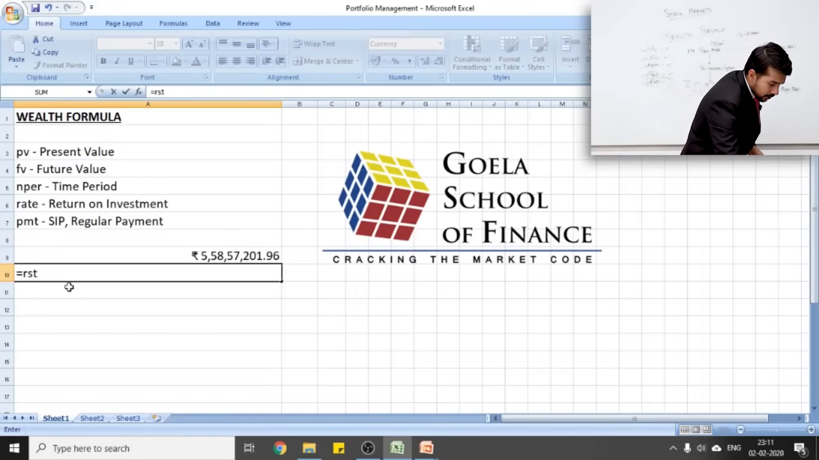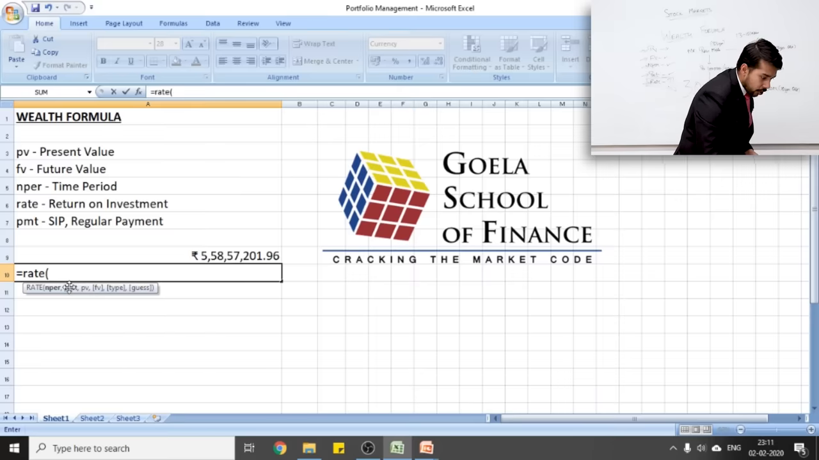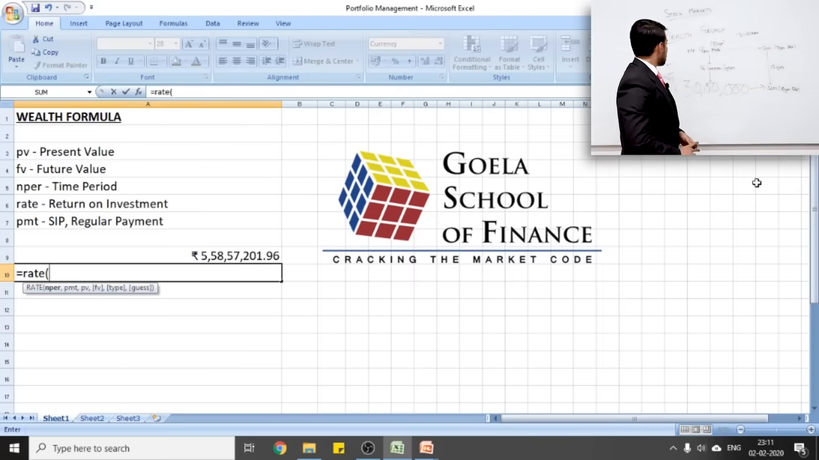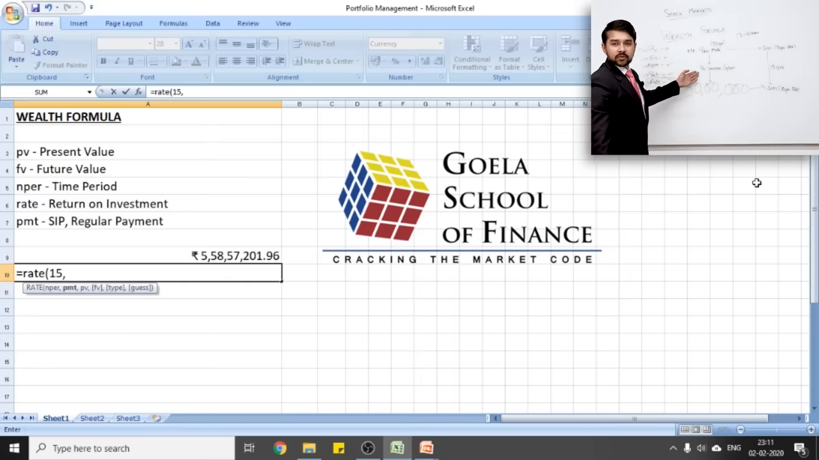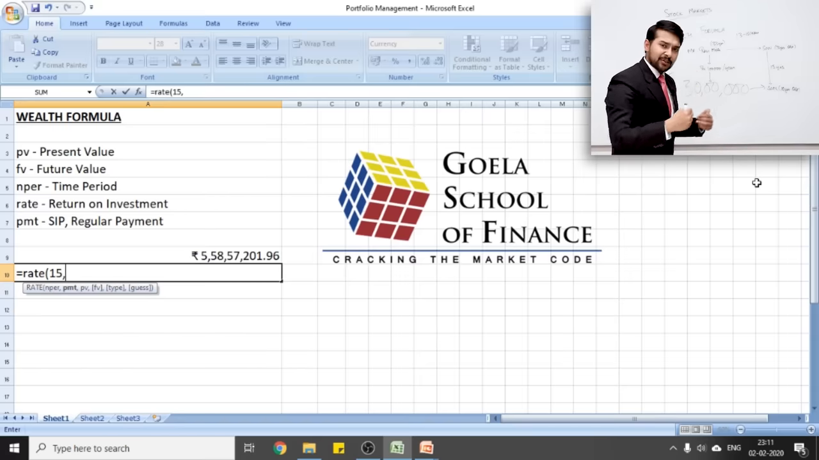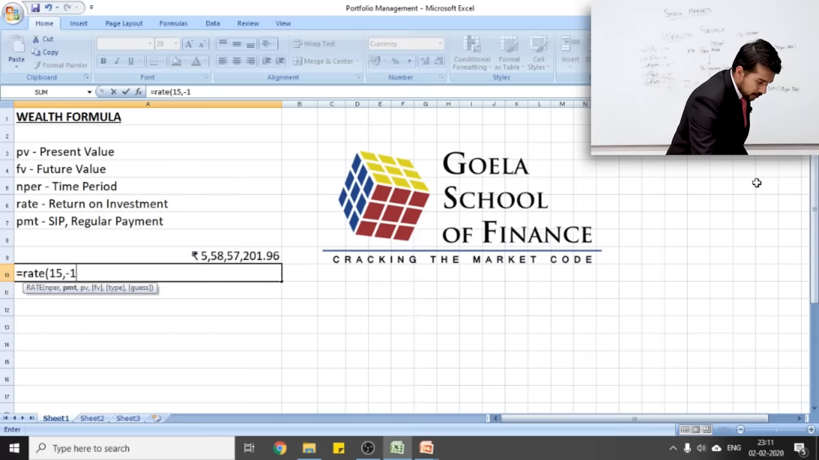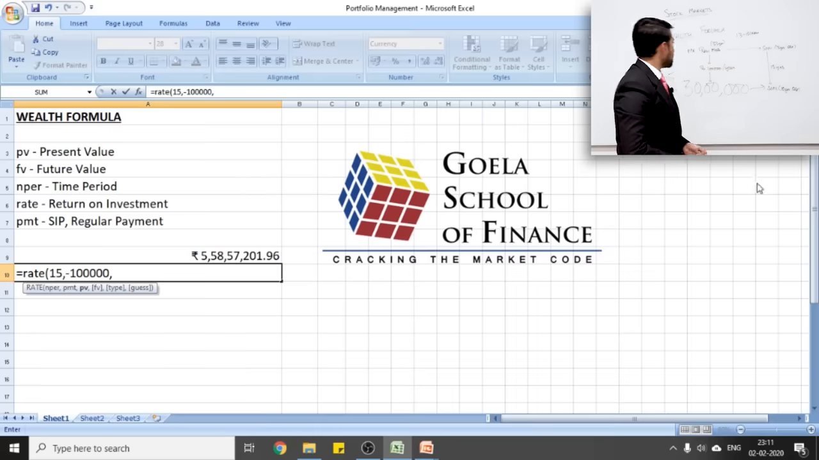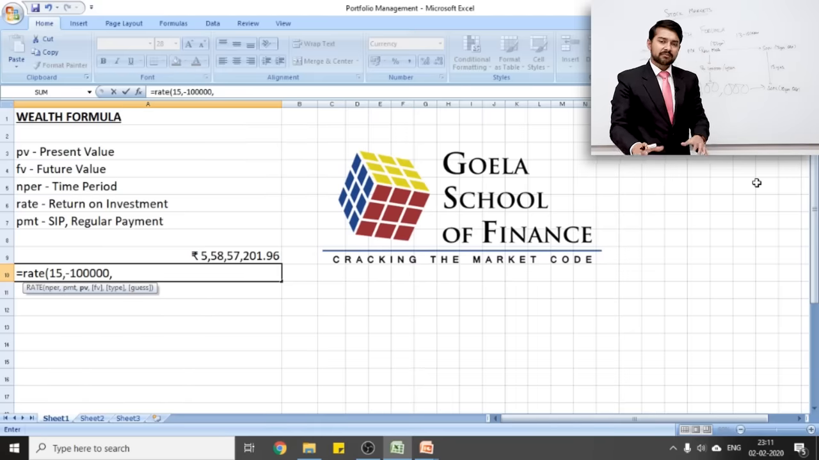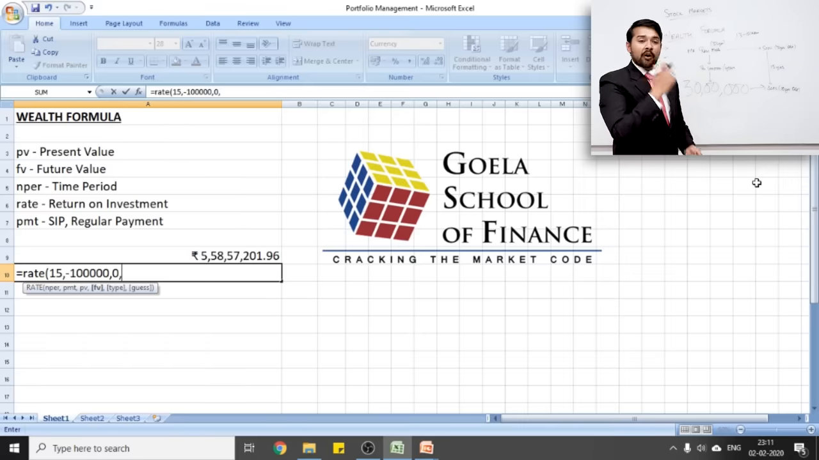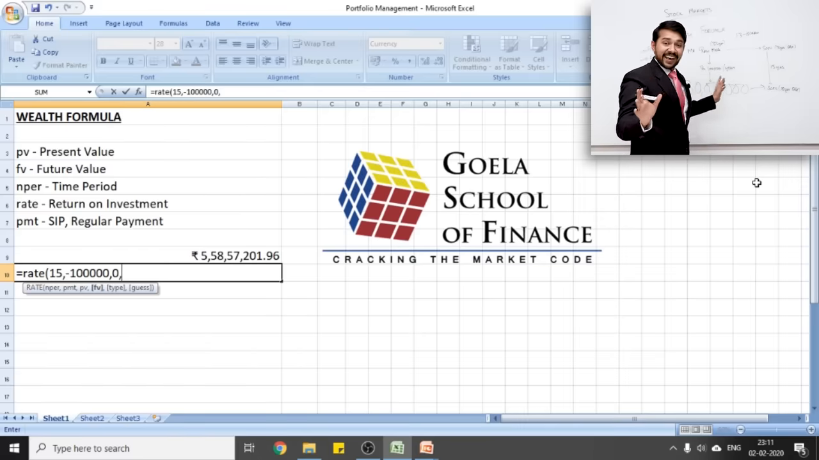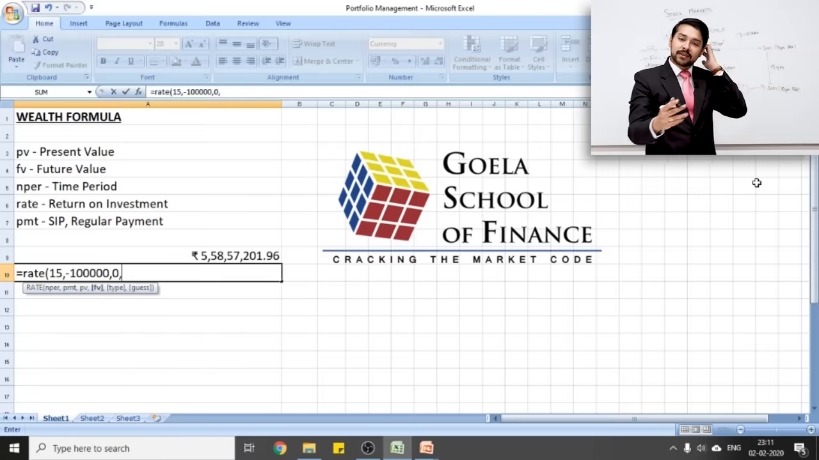So simply, I'm going to write equal to RATE, bracket open, right? So first, NPER is how much? 15 years. So 15, comma, PMT is how much? 1 lakh, plus or minus? Minus, ye paisa ja raha hai. 1, 2, 3, 4, 5, comma, present value, kuch lump sum amount Ravi hame de raha hai? Nahin, 0, comma, future value, how much does he want? Which is 30 lakhs. 30 lakhs plus hoga ya minus hoga? Plus, kyun? Kyunki future value chahiye. Sab catch kar rahe hai na?